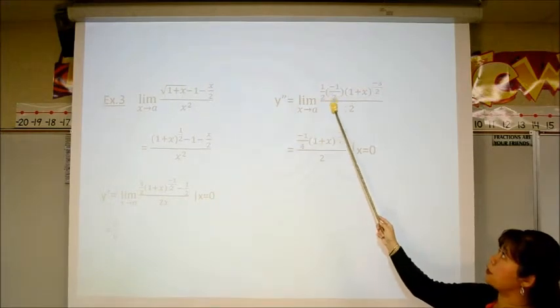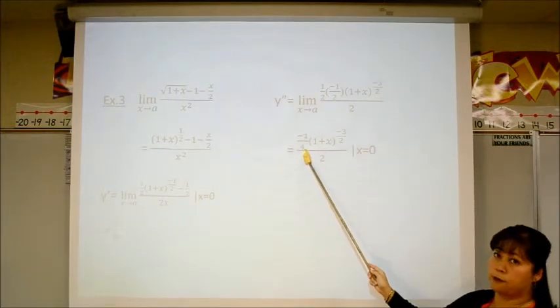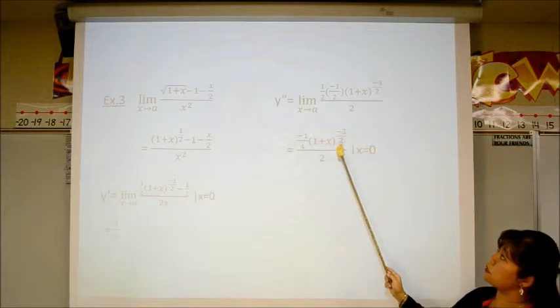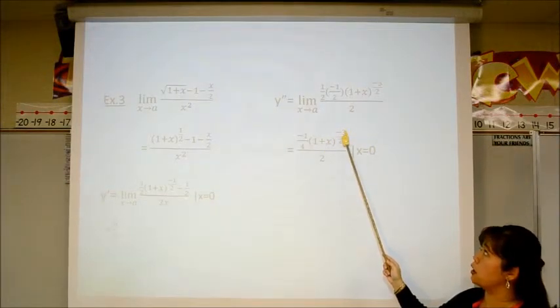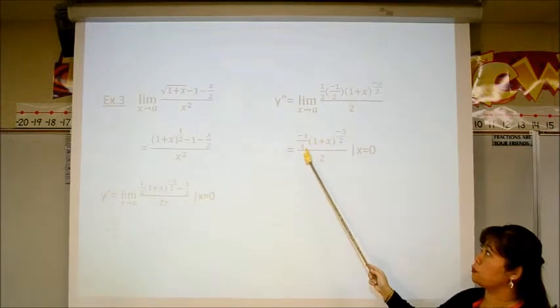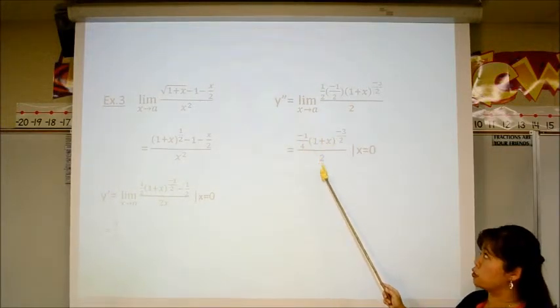I just simplified right there. That gives me negative 1/4 right there. Alright, so then from here I substitute in 0. 1 plus 0 is 1. 1 to any exponent, right, is 1. 1 times negative 1/4 is negative 1/4 divided by 2.